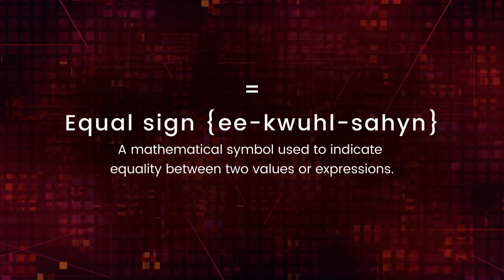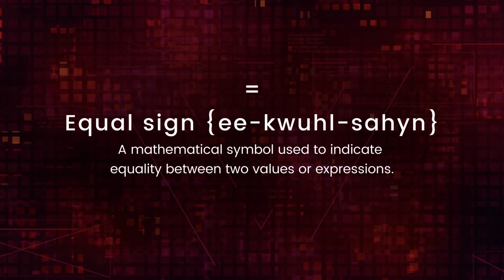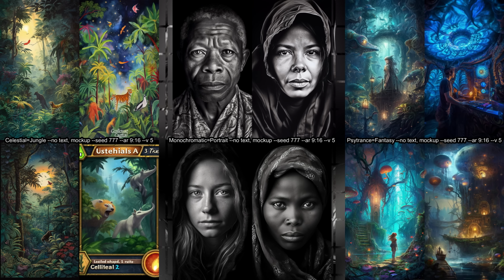=. A mathematical symbol used to indicate equality between two values or expressions. But it is not equal to other symbols we've seen. The most noticeable difference comes from the Psytrance Fantasy images this time. I love the fantastical worlds it has created instead of just the ornate and swirly portraits of women.